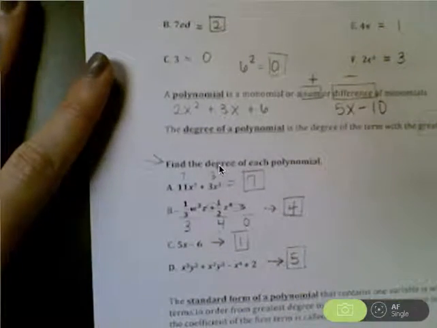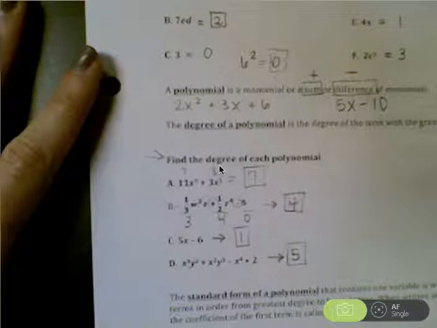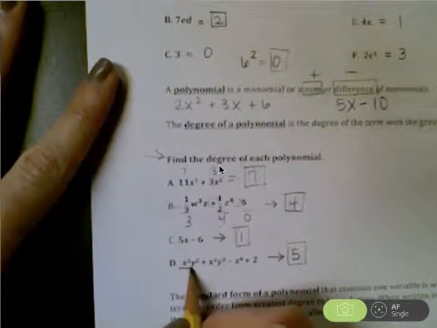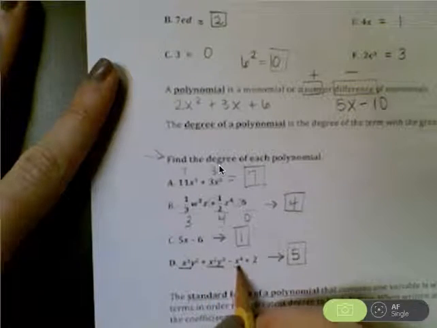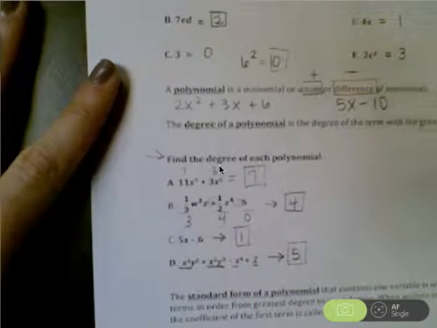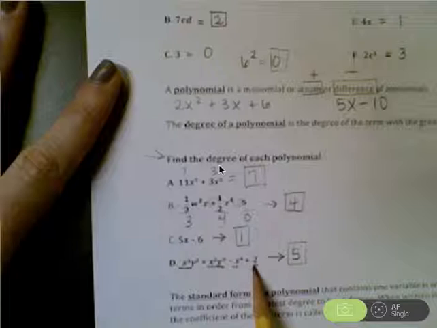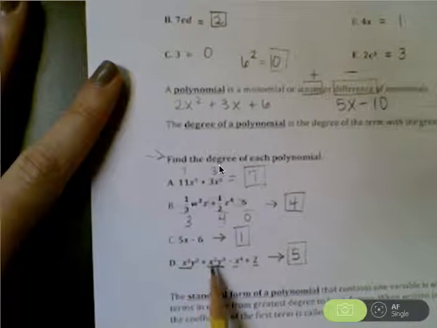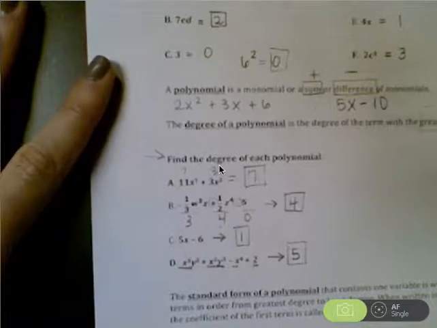So everything that's sectioned out by a plus sign or a minus sign? Yeah, so each one of these is a monomial. You can tell because they're separated by an addition or subtraction sign. So this has 1, 2, 3, 4 different monomials. And you find the degree of each separate one, and then the highest one wins.